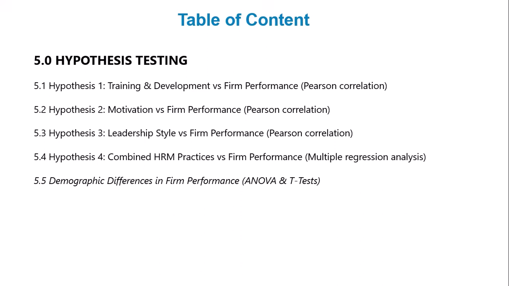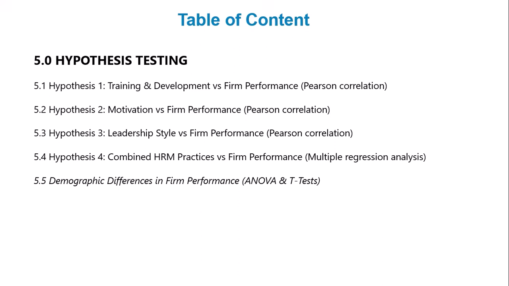We also look at the second hypothesis, motivation versus firm performance, and then the third one, leadership style versus firm performance, and lastly the fourth one, combining HRM practices and firm performance together using multiple regression analysis. We also look at demographic differences in firm performance using ANOVA and t-test. That will help us a lot to look at how things work properly, because that's where you're able to examine how firm performance varies across demographic groups.